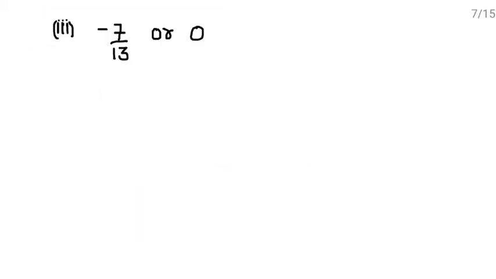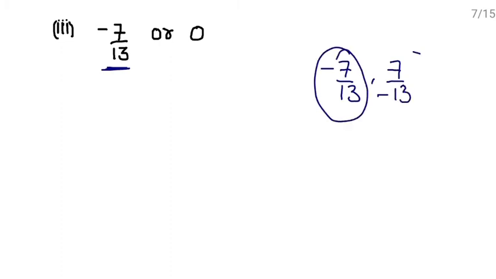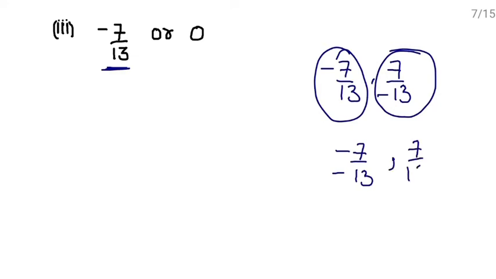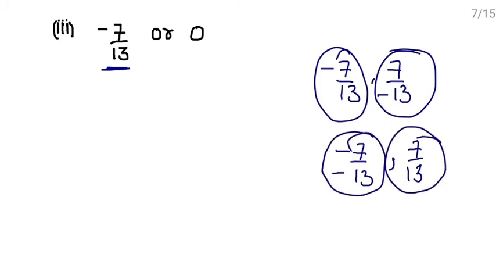Now next part, minus 7 upon 13 or 0. Students, you don't always need to cross multiply. Sometimes you can find the answer directly by using common sense. Now this is a negative number. You know, if the numerator or denominator is negative, then those rational numbers are negative rational numbers, and if both are negative or none of these are negative, then these will be positive rational numbers. So this is a negative rational number, minus 7 upon 13, right?